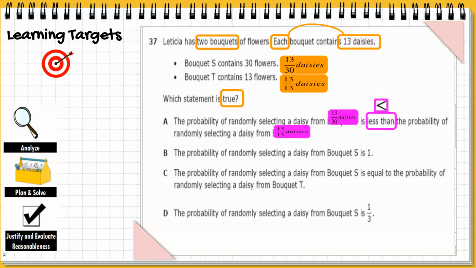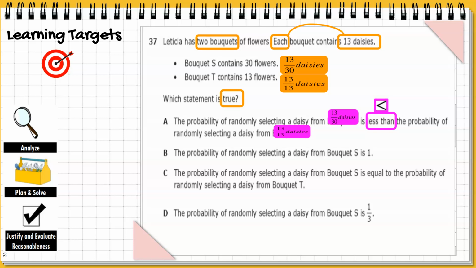When I tell you I annotate this, if I was doing it with paper and pencil, I would legit put 13 out of 30. Where it says less than, I would put a less than sign. And where it had the bouquet T, I have 13 over 13. Basically, I substituted what was in my information in my problem stem. So is 13 out of 30 less than 13 out of 13? Yes, because 13 out of 13 is a whole. So I like this statement right now. Okay, this is going to be my maybe baby because maybe I read something wrong. I need to keep going.